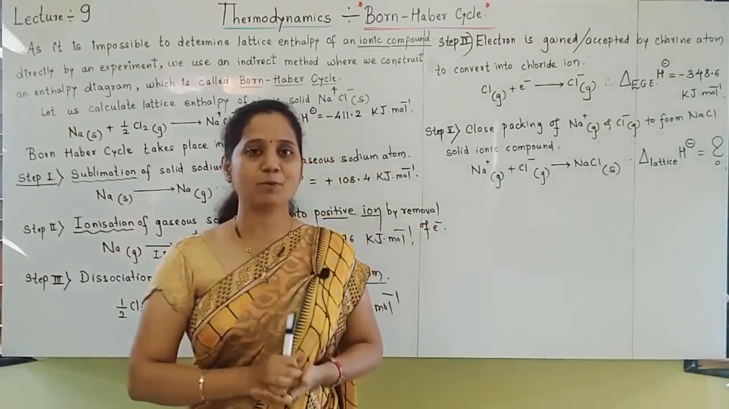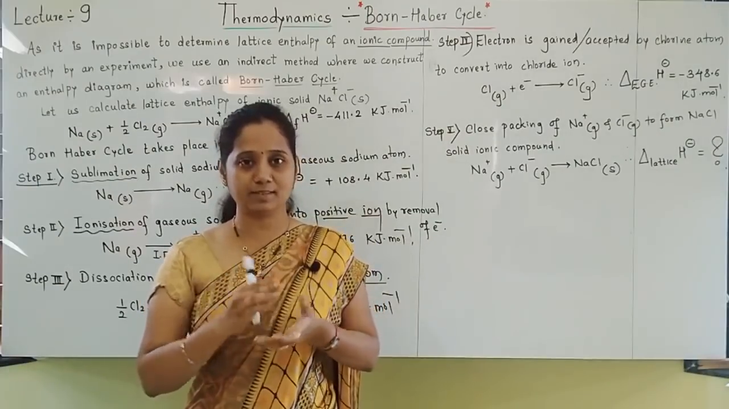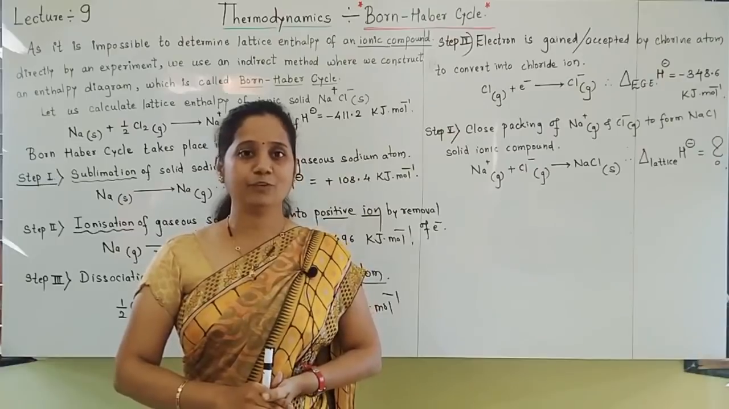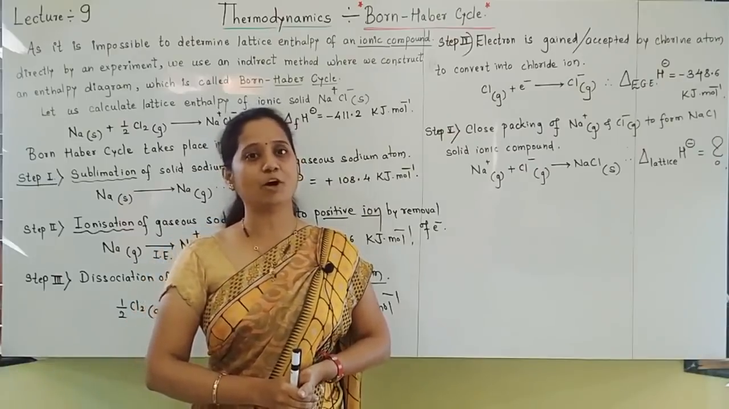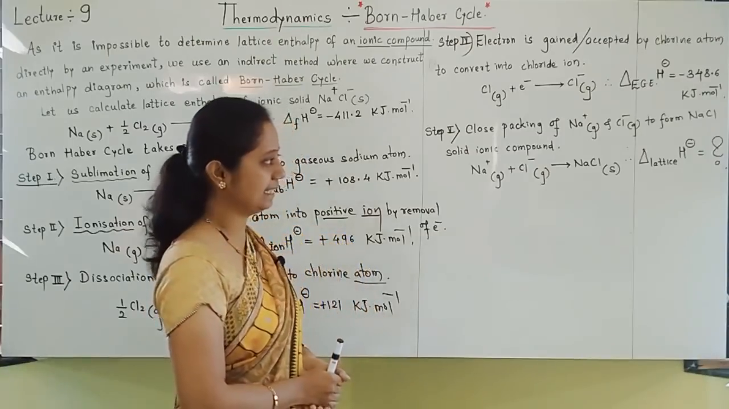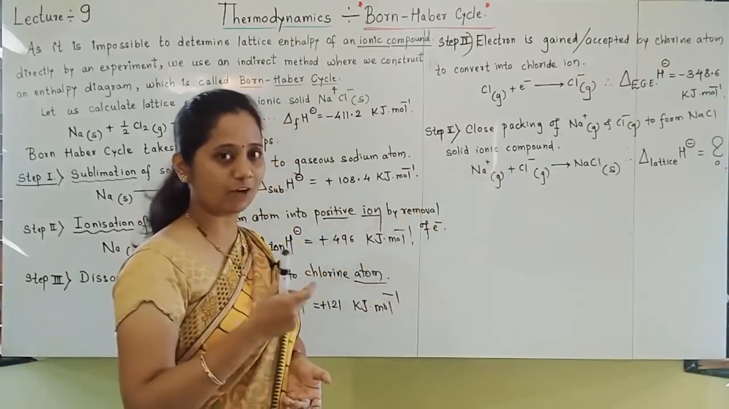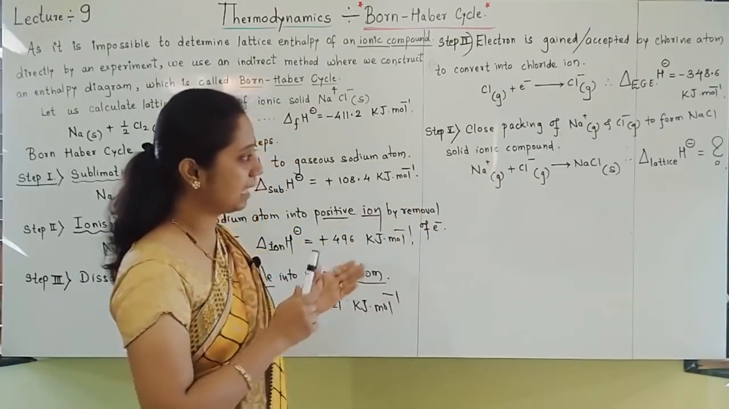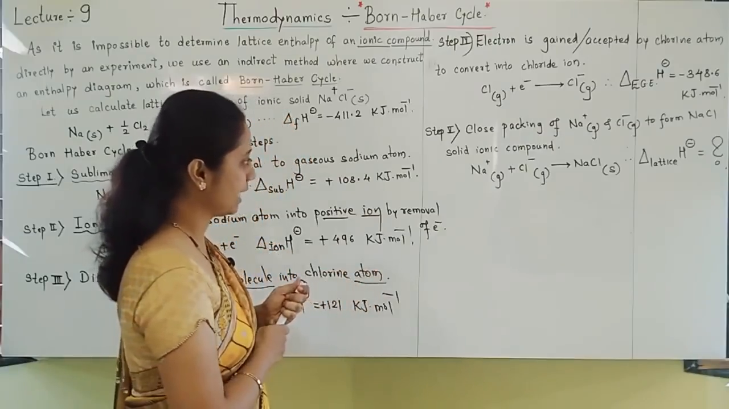What is the purpose of the Born-Haber cycle? That only. This is a cycle which is constructed to find out the lattice enthalpy of an ionic compound. Here the ionic compound we have taken is NaCl. Now this lattice enthalpy we have to find out. When a lattice is forming, that enthalpy is called lattice enthalpy. Okay, so let us find out that.